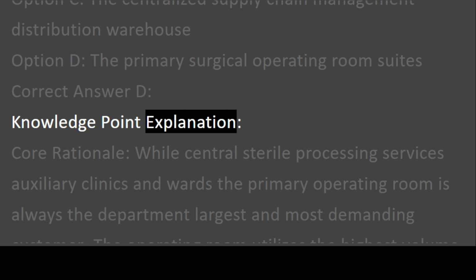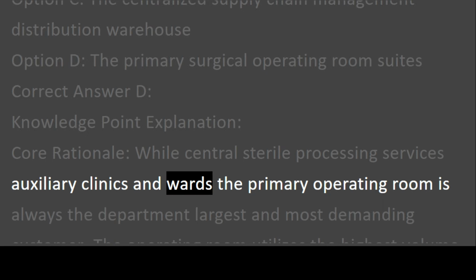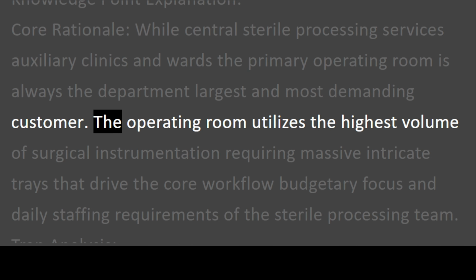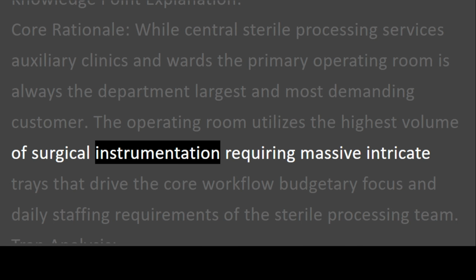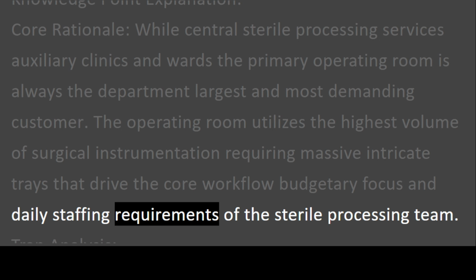Knowledge point explanation. Core rationale. While central sterile processing services auxiliary clinics and wards, the primary operating room is always the department's largest and most demanding customer. The operating room utilizes the highest volume of surgical instrumentation, requiring massive, intricate trays that drive the core workflow, budgetary focus, and daily staffing requirements of the sterile processing team.